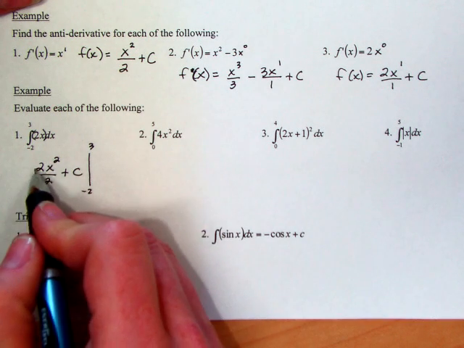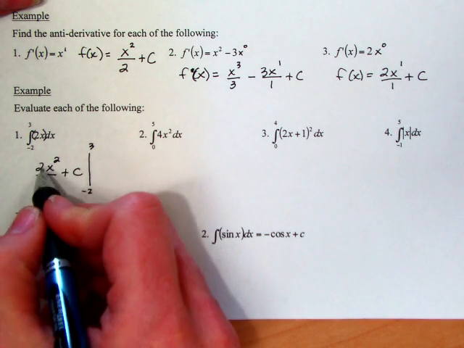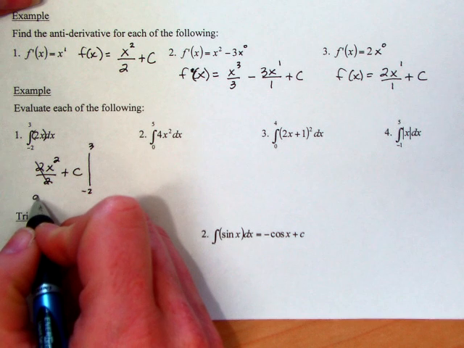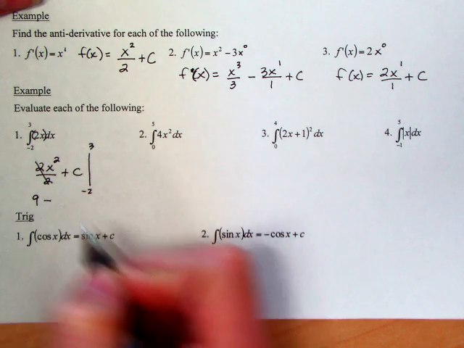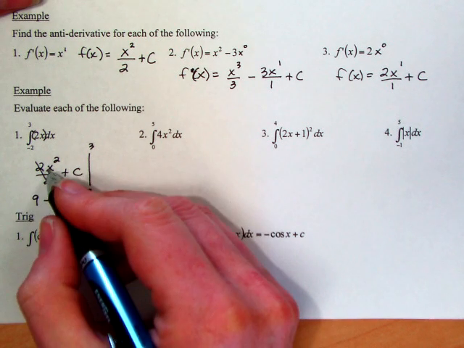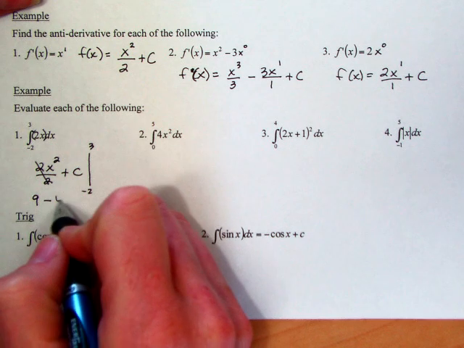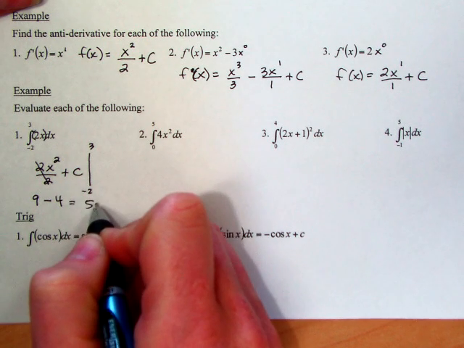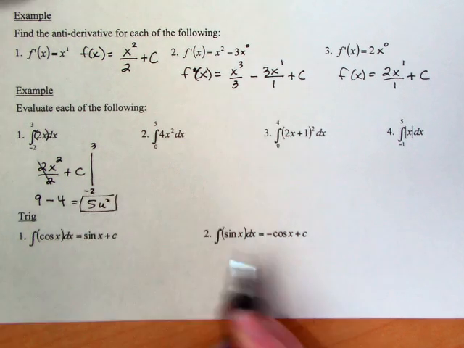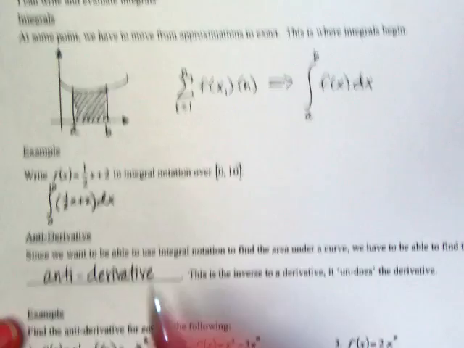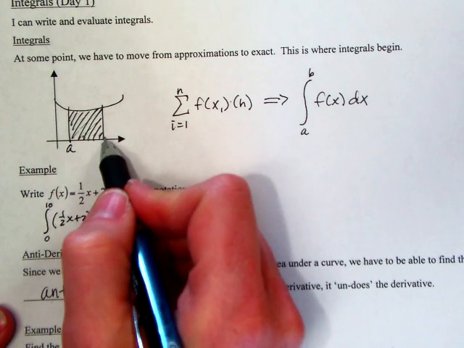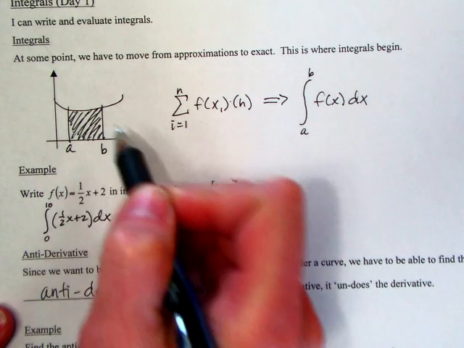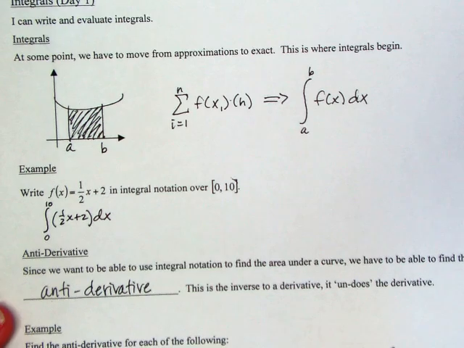So we're going to plug in a 3. 3 squared is 9, just canceling those 2's. So I end up with 9 minus, what would happen if I plugged in a -2? A -2 squared is 4. So the area under this curve is 5 units squared. What you're doing essentially is finding the area from one place to another under this curve, up to the x-axis.